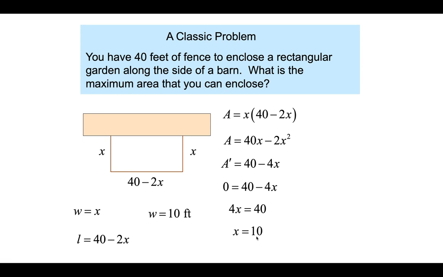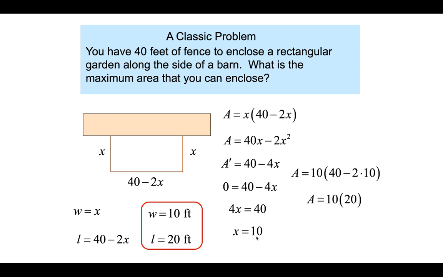So let's look at what the area is there. Okay, so we know our dimensions now. x is going to be 10, which means that the length is going to be 20. And so the area is going to be 10 times (40 minus 2 times 10), or 10 times 20, and so we're going to get 200 square feet.